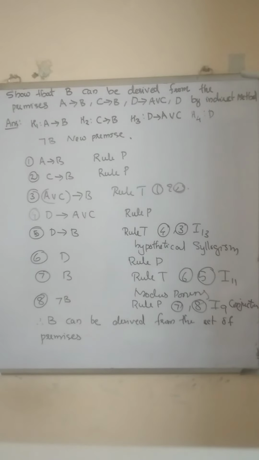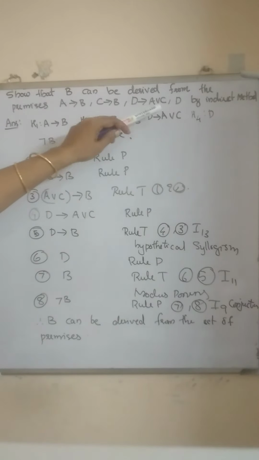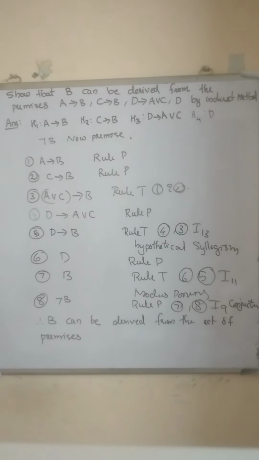Show that B can be derived from the premises A conditional B, C conditional B, D conditional A or C, and D by the indirect method. Here the premises are A conditional B, C conditional B, D conditional A or C, and D. And a new premise is the negation of the conclusion, that is negation B.